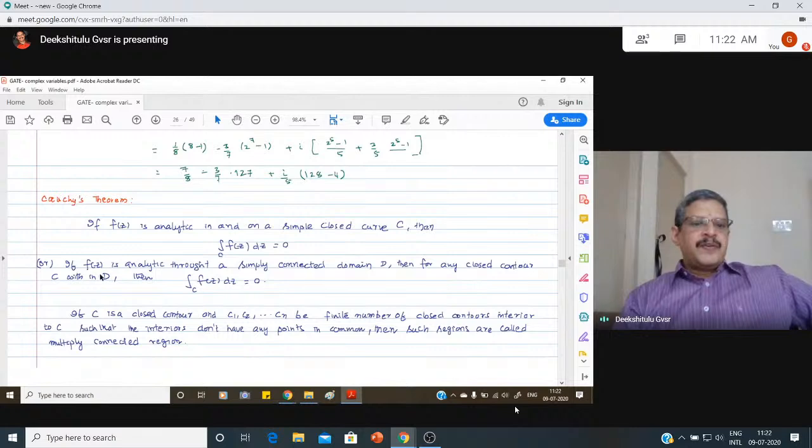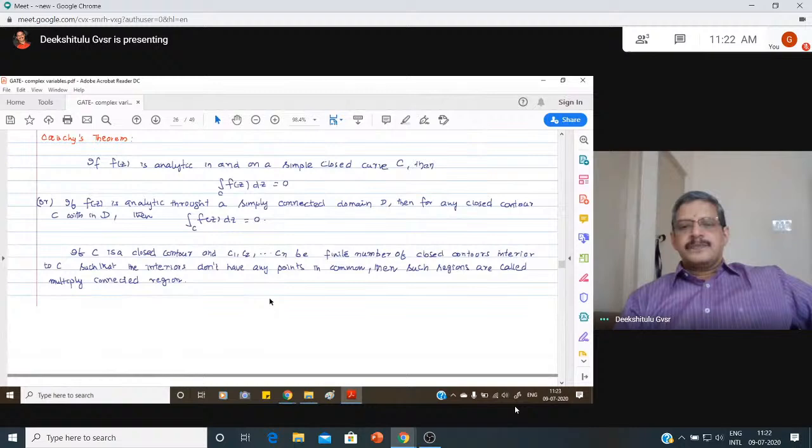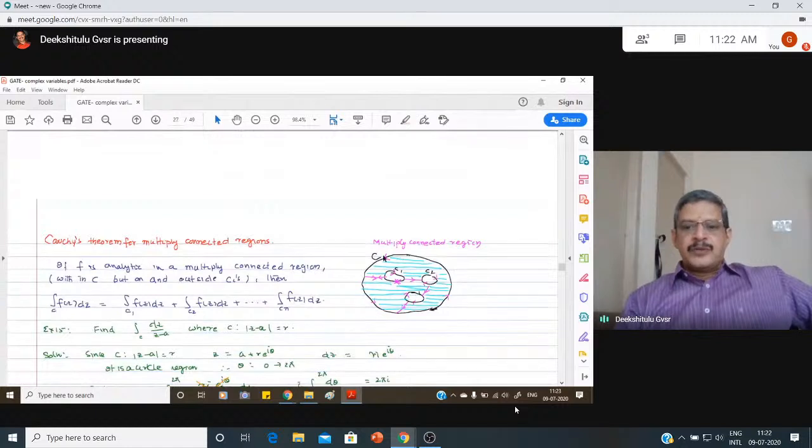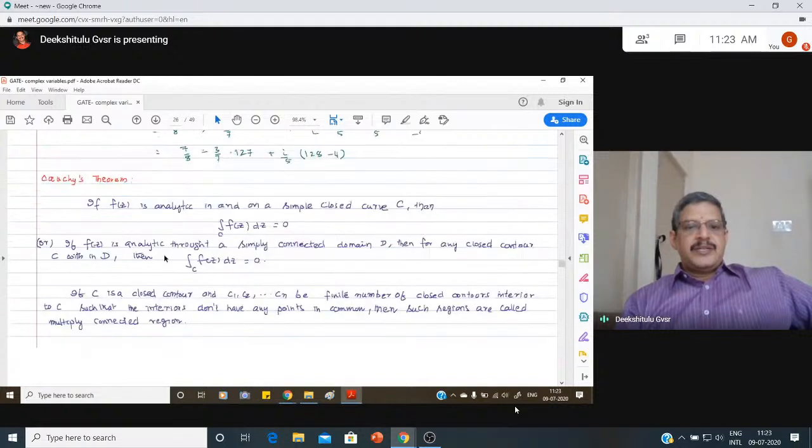If f of z is analytic throughout a simply connected region D, then for any closed contour C within D, the integral over C of f of z dz is 0. So if C is a closed contour here, and assume that there are no other curves inside C, then f is analytic throughout. Even inside C1, C2, C3, if it is completely analytic everywhere within C, the integral over C of f of z becomes simply 0.